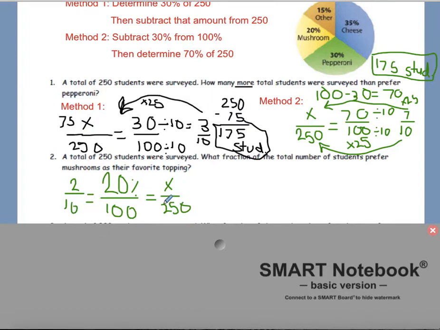And then we can multiply both the numerator and denominator by 25 to get our answer over here. So 2 times 25 equals 50. And our fraction would be 50 over 250. But that fraction is not in its simplest form, so if we were to simplify it, we could simplify both by 50, and we would get 1/5.